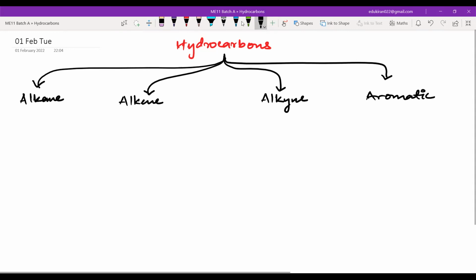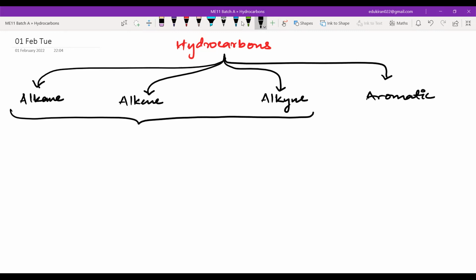Now, alkane, alkene, and alkyne: you can take these as a bunch because all of these are simple hydrocarbons. The topics that we are going to study in aromatics will be slightly different from alkane, alkene, and alkyne. For all of these, we will be studying preparation, the structure, and a general introduction.